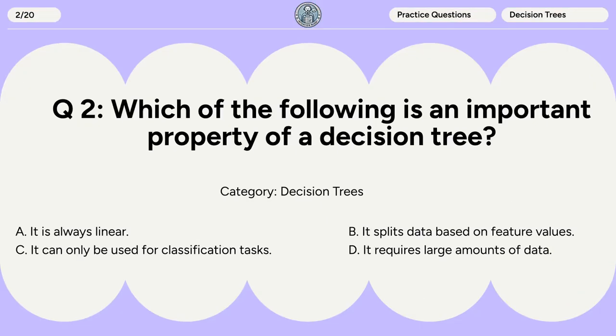Question 2. Which of the following is an important property of a decision tree? A. It is always linear. B. It splits data based on feature values. C. It can only be used for classification tasks. D. It requires large amounts of data.